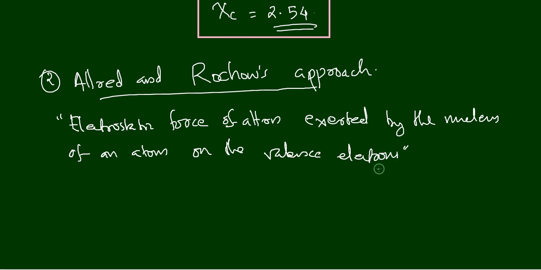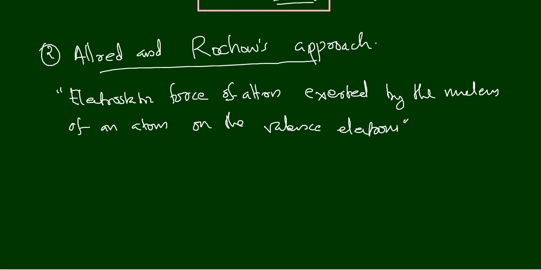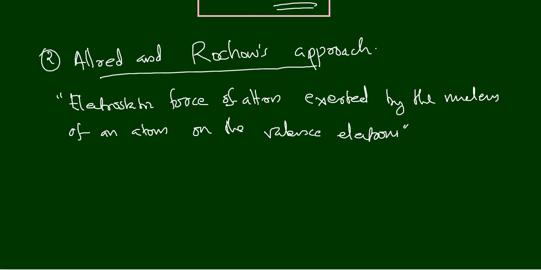The electronegativity of an atom is the electrostatic force of attraction exerted by the nucleus of that atom on the valence electrons. This approach makes use of Z effective, because it is talking about the force of attraction by the nucleus over the valence electrons.